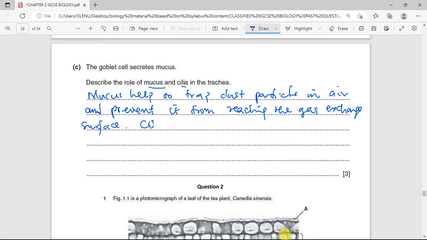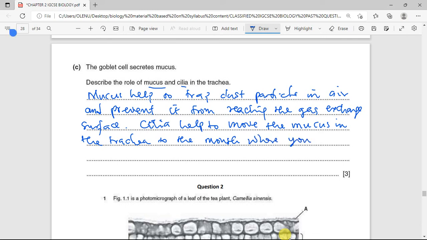So cilia help to move the mucus in the trachea to the mouth, where you either spit it out or you swallow it into your stomach. That's it.